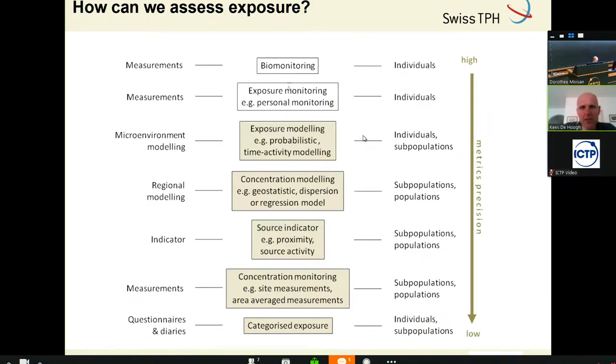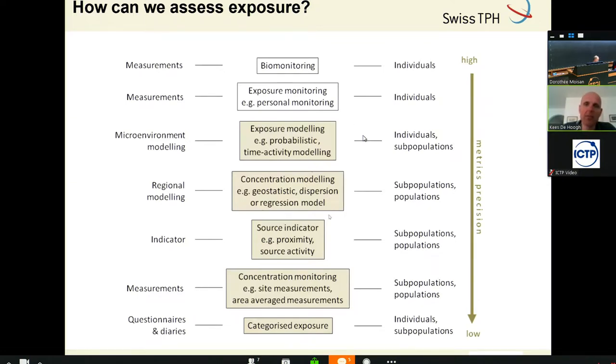From there onwards, we of course start to more and more model this. So here we also have a measurement which is called exposure monitoring. So this is where we would stick a personal monitor on the human body, for instance, to sample air pollution. Again, it's very accurate, but it's not as accurate as biomonitoring, of course, because it's not actually measuring what you inhale. It tries to assess that by monitoring just outside your body. And you carry this monitor with you. So it's pretty good, but slightly less accurate than biomonitoring.